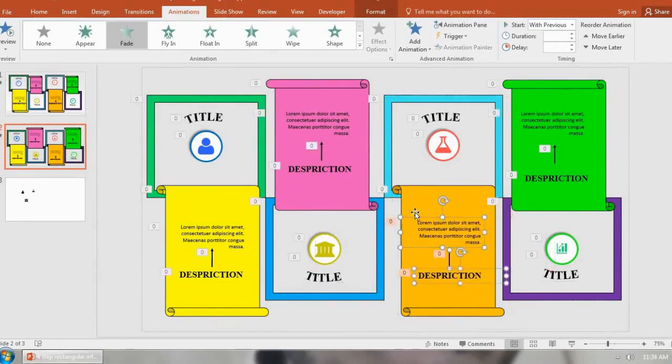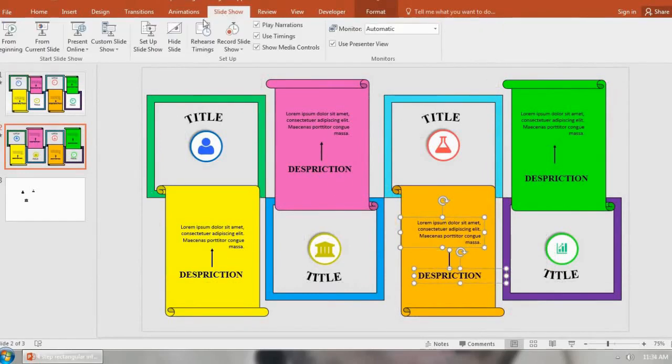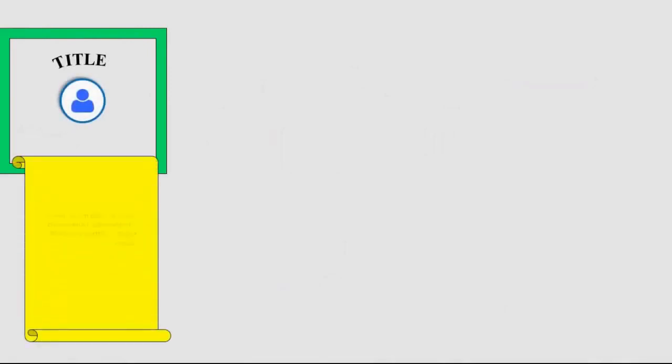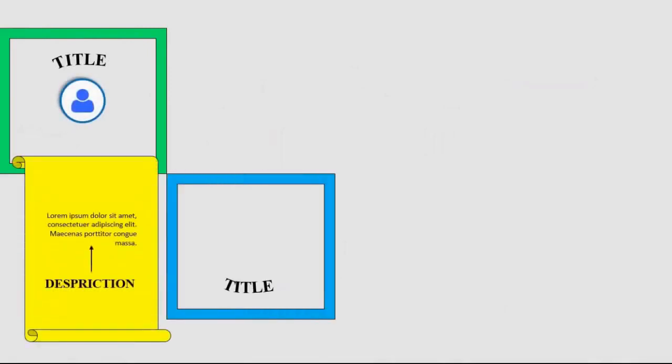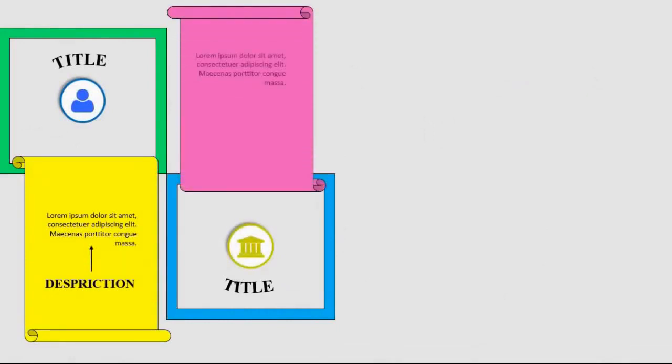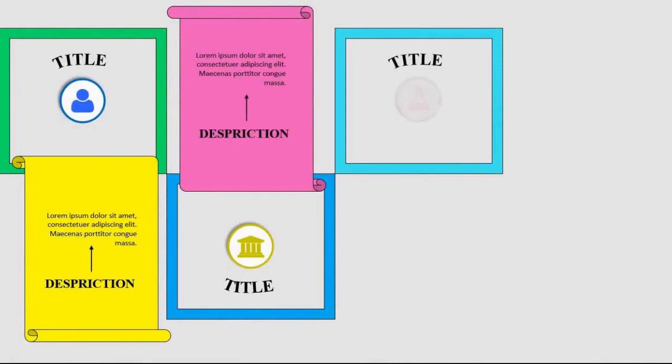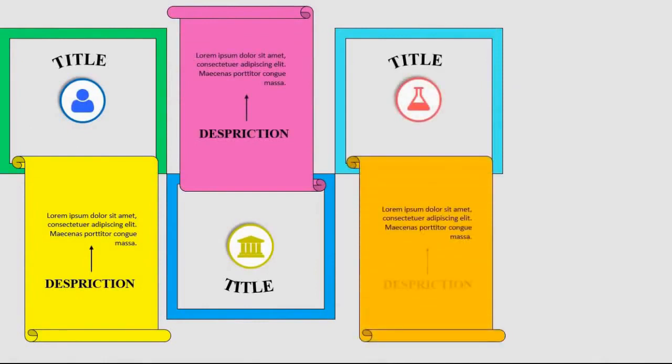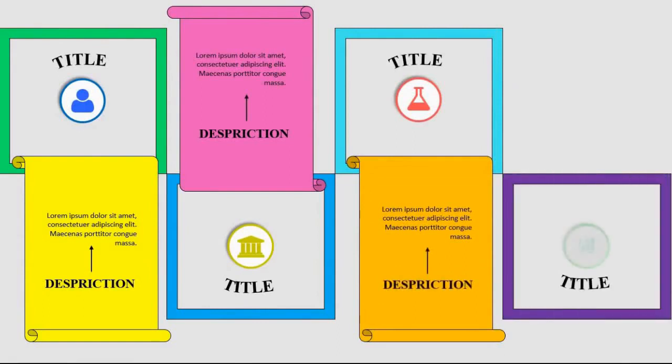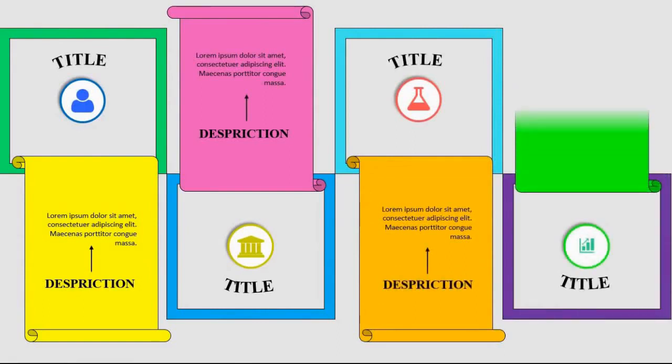Okay, now the slideshow. So we can creatively represent the title, icon and description in a 4-step rectangular infographic in a creative and attractive way. It's a very unique way to represent your title, description, and your icon in a very creative and attractive way. Thank you.